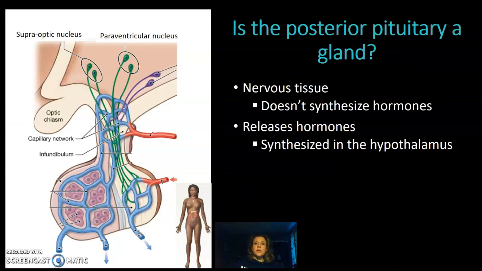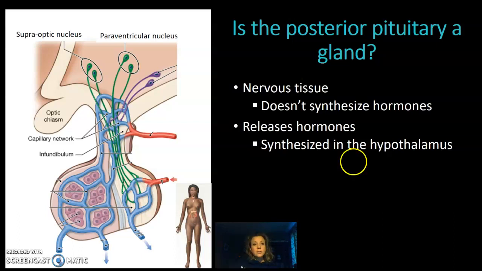One question that one could ask then is, is the posterior pituitary gland really a gland? Many people would say no. Not because it's nervous tissue, but because it doesn't synthesize the hormones that it secretes. It's just releasing hormones that are created by the hypothalamus.